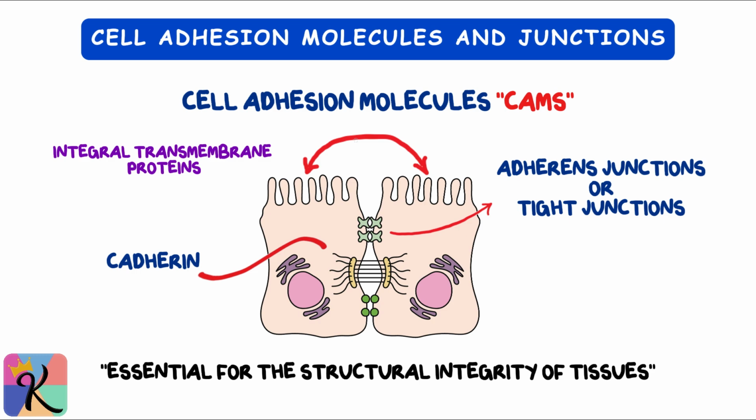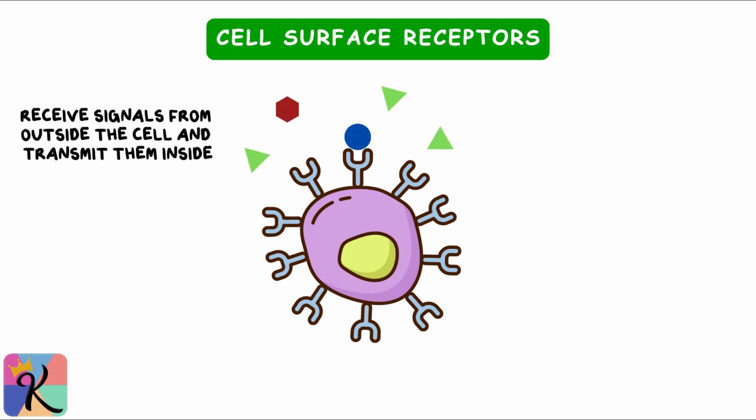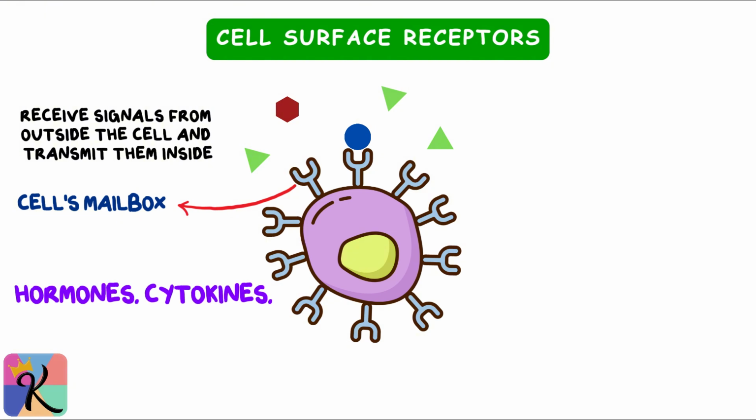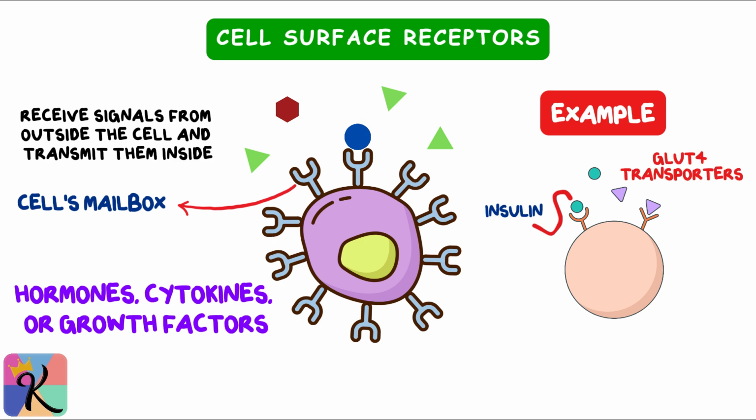Cell membranes also have cell surface receptors that receive signals from outside the cell and transmit them inside. These receptors act like the cell's mailbox, receiving messages from hormones, cytokines, or growth factors. For example, when insulin binds to its receptor, it triggers a cascade of events inside the cell, ultimately increasing the number of GLUT4 transporters on the cell surface, allowing more glucose to enter.